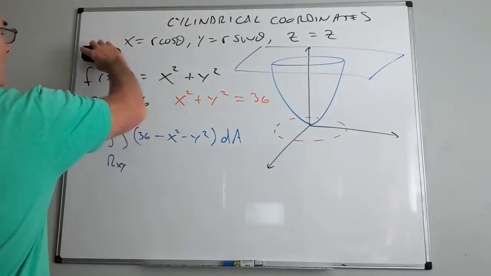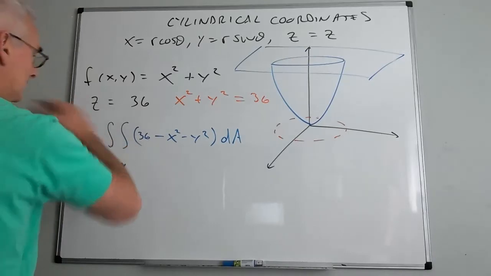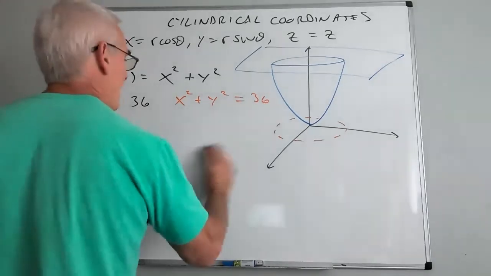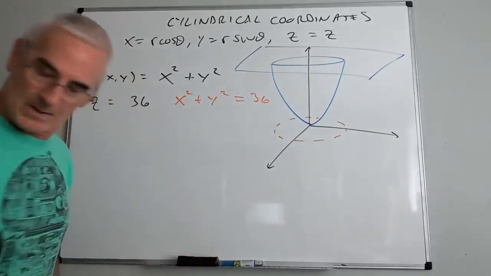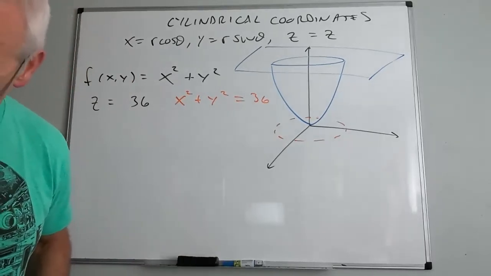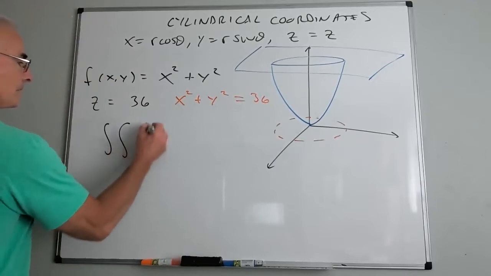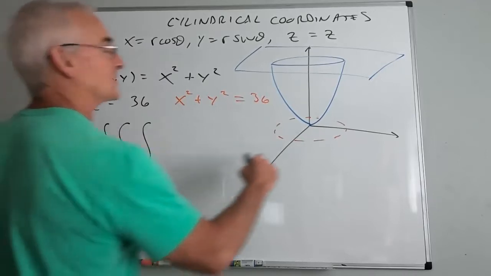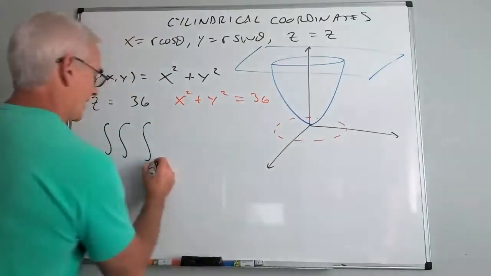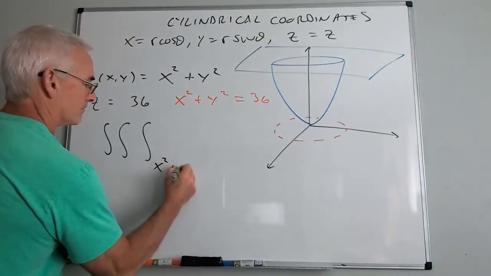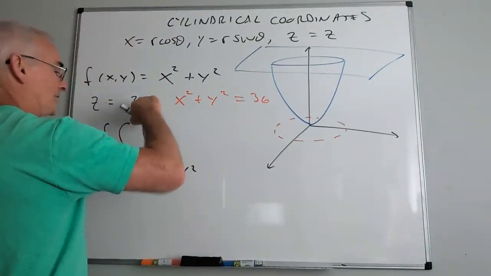So if I back up, my phone keeps ringing here. Then my z is going to go from the lower z, which is this guy, to my upper z, which is this guy.